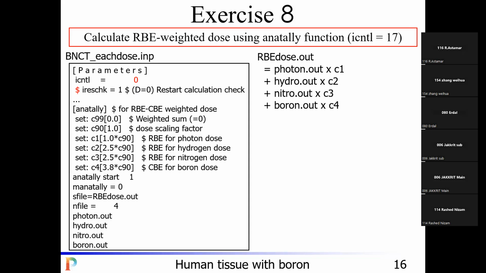Okay, so let's do this exercise. Change ICNTL equal to 17, comment out or delete the data before the IRESCHK parameter, run FITS, and check the rbdose.out and rbdose.eps files. Okay, let's do this exercise.